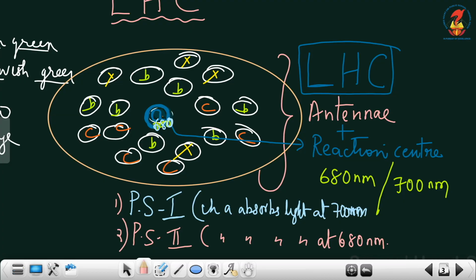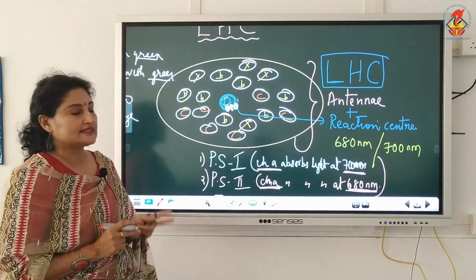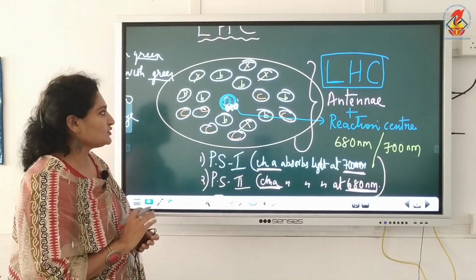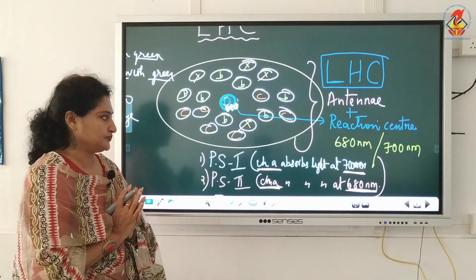The difference between PS1 and PS2 is only with respect to the chlorophyll A. In PS1, chlorophyll A absorbs light at 700 nanometers, whereas in PS2, the chlorophyll A absorbs light at 680 nanometers. So, that is the basic difference between the two light harvesting complexes or the two photosystems. I hope the two photosystems are well introduced to you.